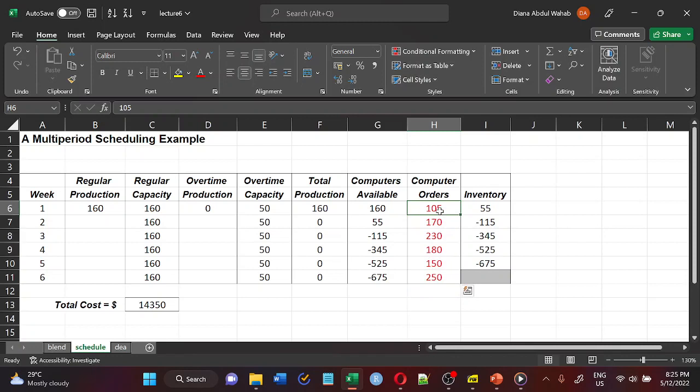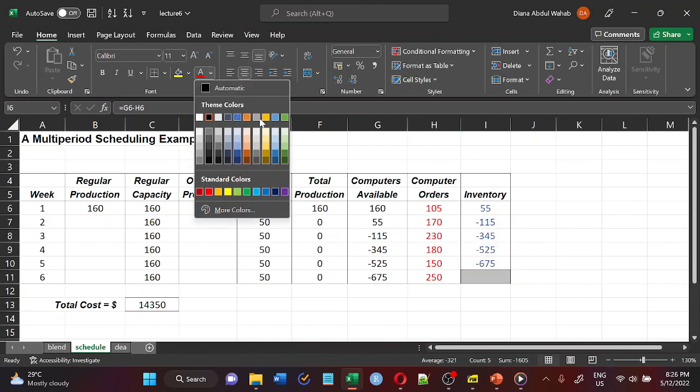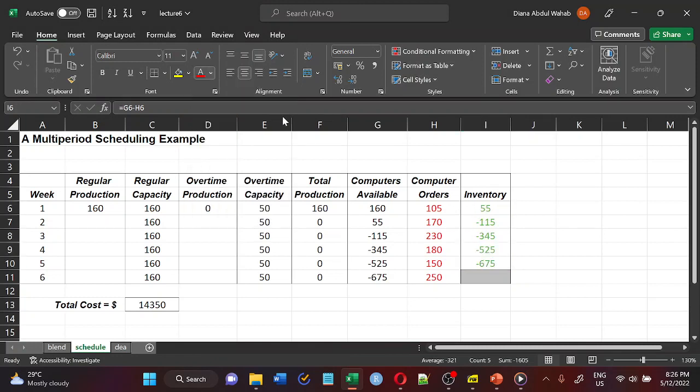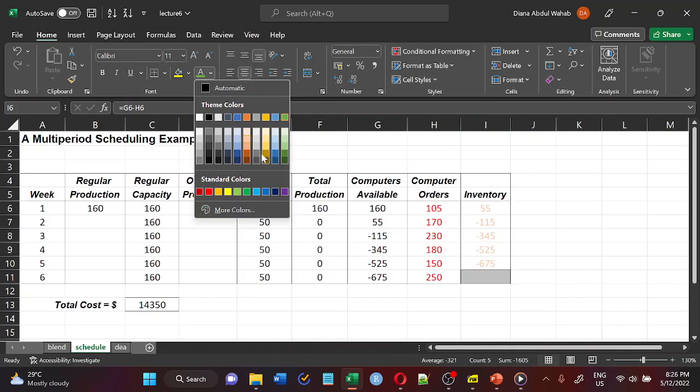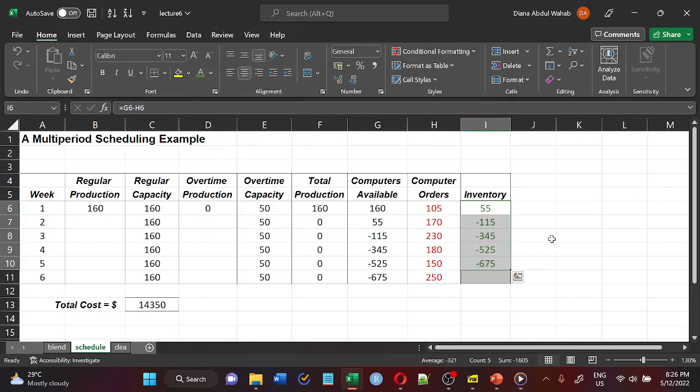So this is the demand and this is the inventory. Inventory, I put it in green. So you produce 160 under regular production, you don't produce overtime. Because the demand is 105, you carry forward 55 computers to the next week.